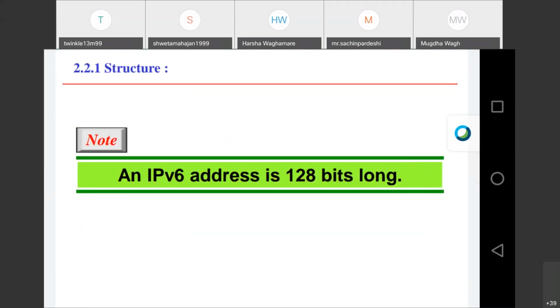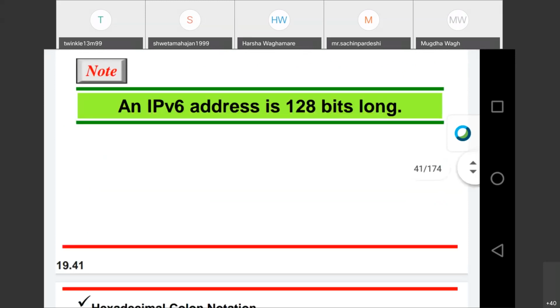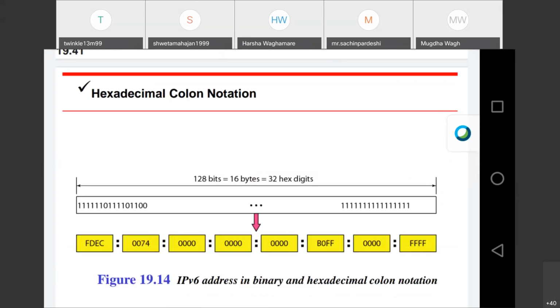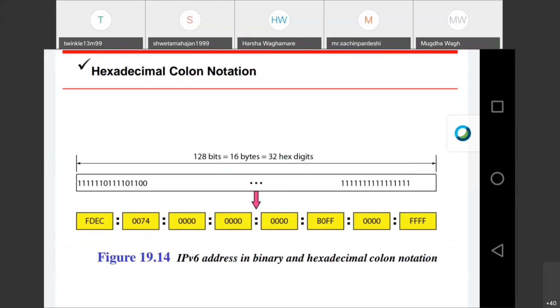An IPv6 address is 128 bits long. We have seen IPv4 addresses are 32 bits long. From 32 bits, how many addresses will you get? 2 raised to 32, so around 4 billion combinations. Here an IPv6 address is 128 bits long. So how many addresses will you get from IPv6? 2 raised to 128. So a huge number of addresses are available. The address space is very big compared to IPv4 addressing.